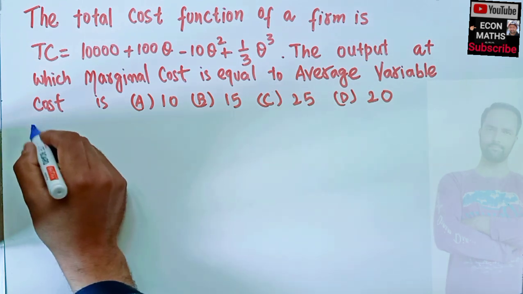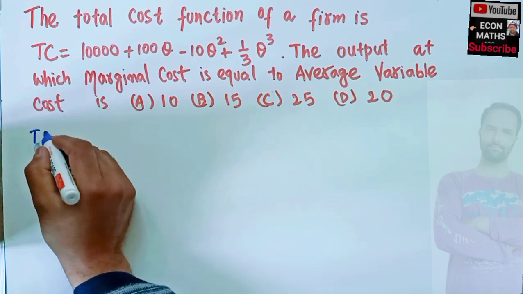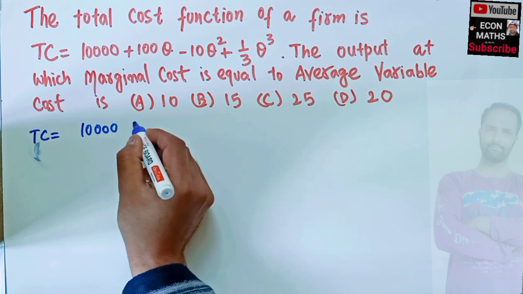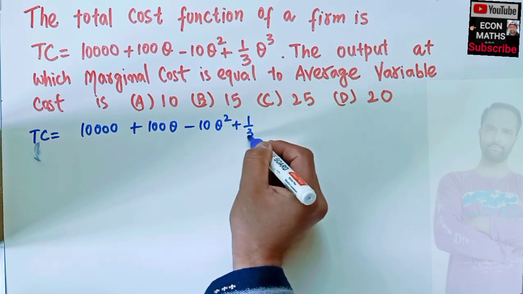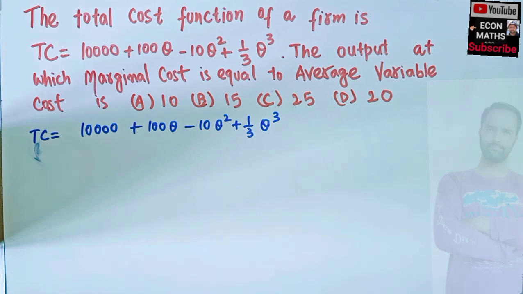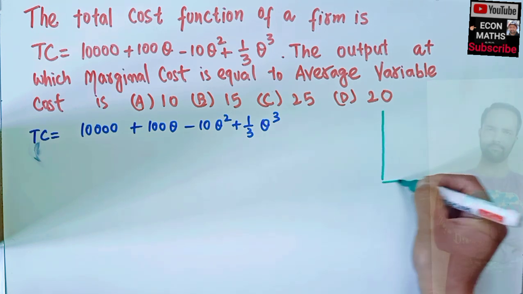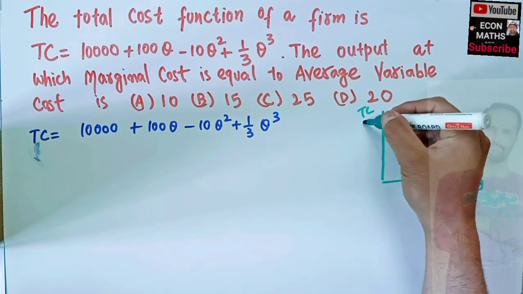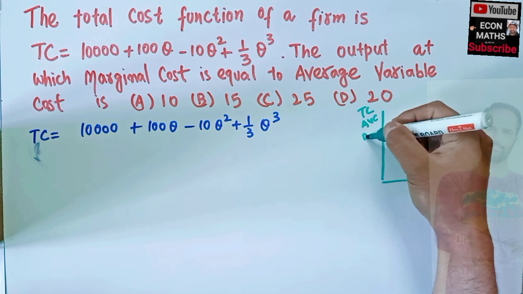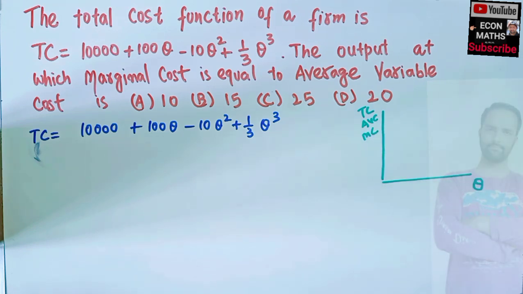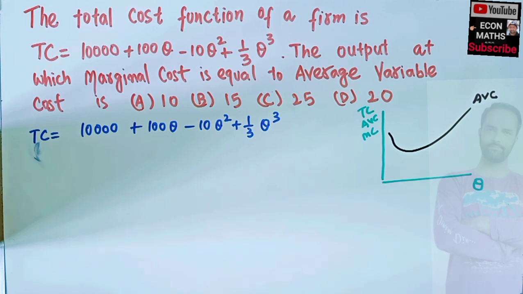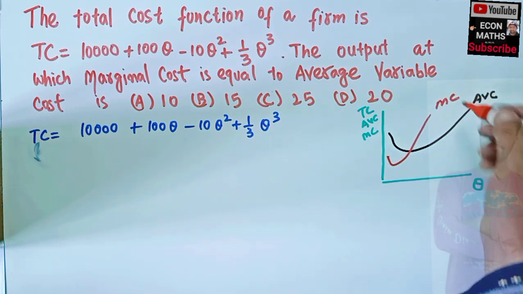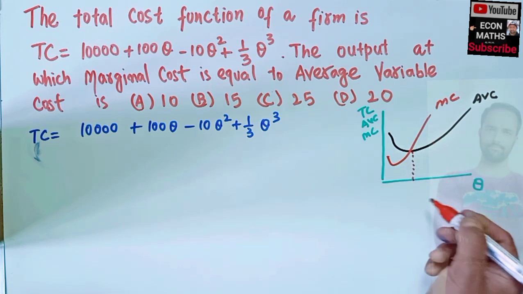So what are we being given? We are being given the total cost: 10,000 + 100Q - 10Q² + (1/3)Q³. This is our total cost function. Let me show it graphically. Let us say we have output on this side, and total cost, average variable cost and marginal cost on the other side. This is our average variable cost, AVC, and we have marginal cost. We need to find the level of output where marginal cost is equal to average variable cost.